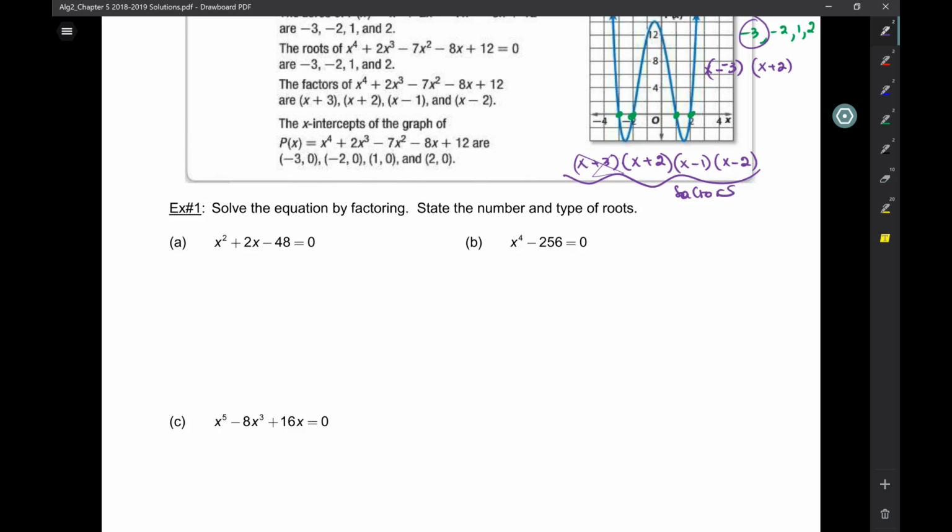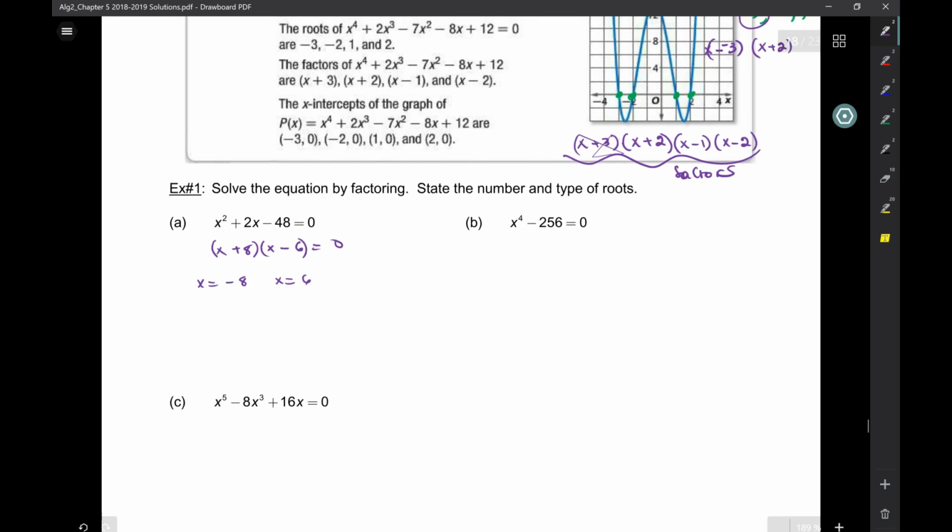Okay. So let's factor this guy. How do we factor this? It's going to be x, two numbers. 8 and what? 8 and -6. Good. So those are the two factors. x plus 8 is a factor. So x equals -8 is a 0. And x equals +6 is a 0. So those are the zeros. Those are the solutions. It has two real zeros.